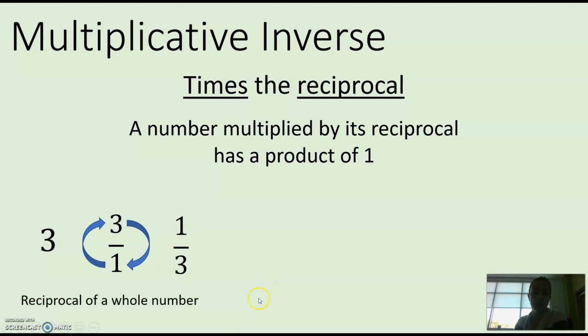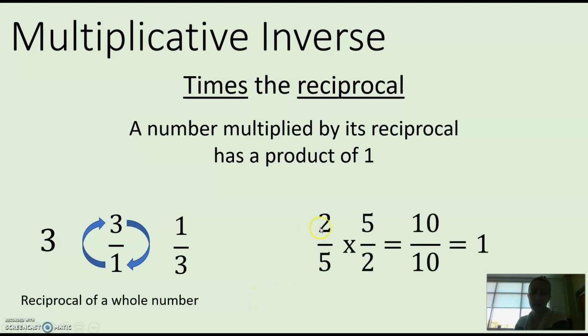Now, multiplicative inverses, if we multiply them together, will come out to 1. So 2 times 5 is 10, and 5 times 2 is 10. Well, 10 over 10 simplifies to 1. So any number and its reciprocal has a product of 1.